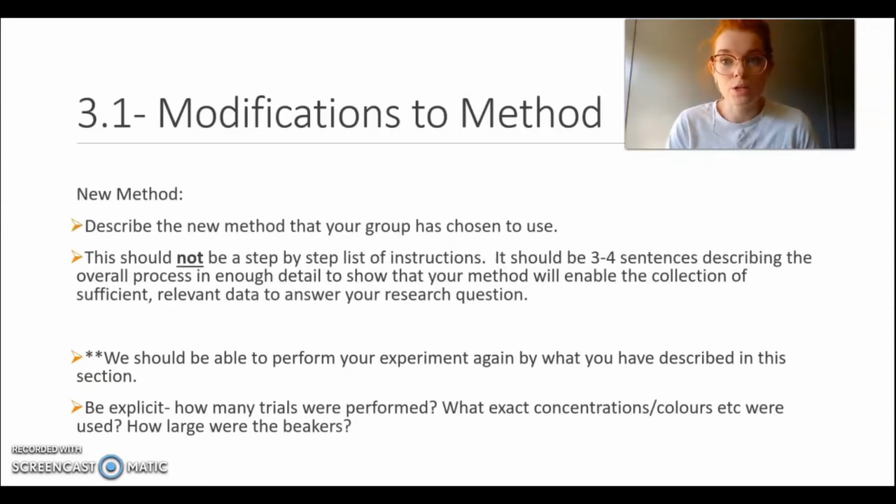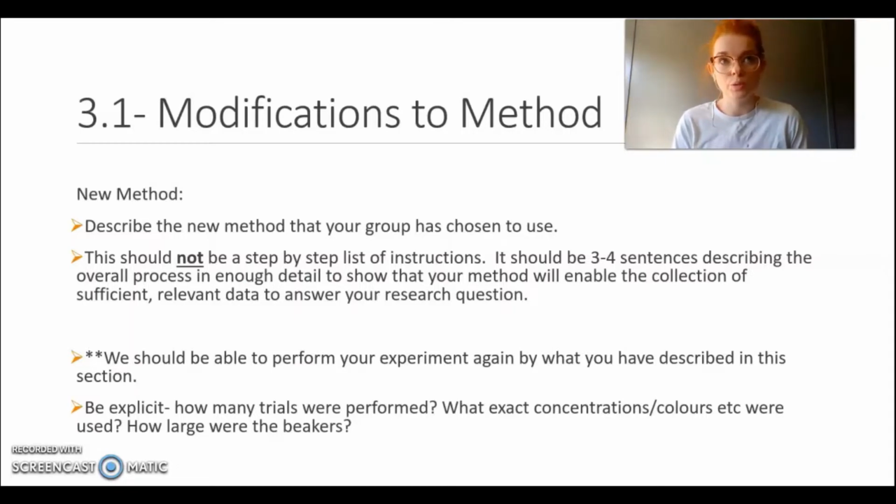Then once you've introduced your original experiment, you're going to introduce your new method. You should describe the new method that your group is using. It should not be step by step. It should be in paragraph format in third person past tense, and it should be 3 to 4 sentences describing the overall process in enough detail to show that your method will enable a collection of sufficient and relevant data to answer your research question.